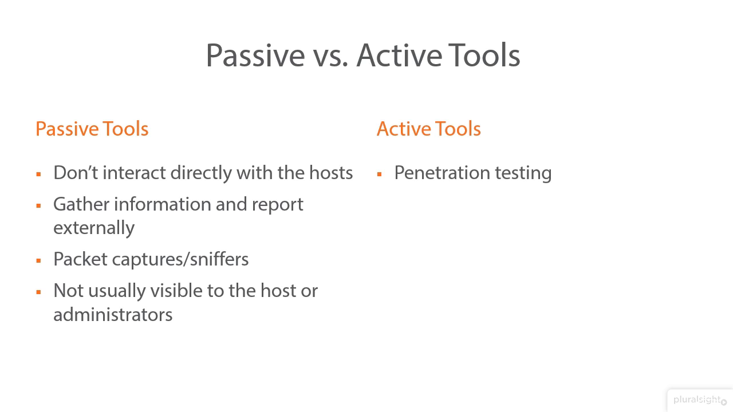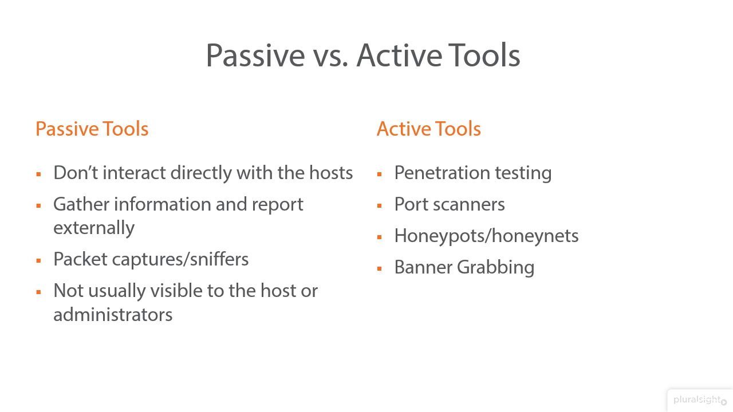With active tools, on the other hand, that's things like penetration testing. We use port scanners where we're actually going out and interacting with that host. We're pinging the host and saying, hey, give me some information back from you. So honeypots, honeynets, things along those lines are examples of active tools.